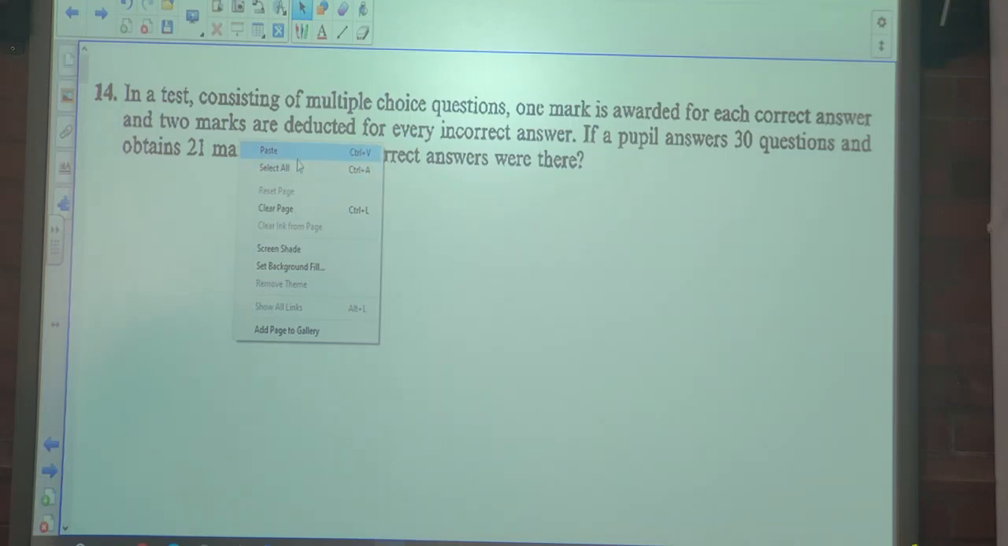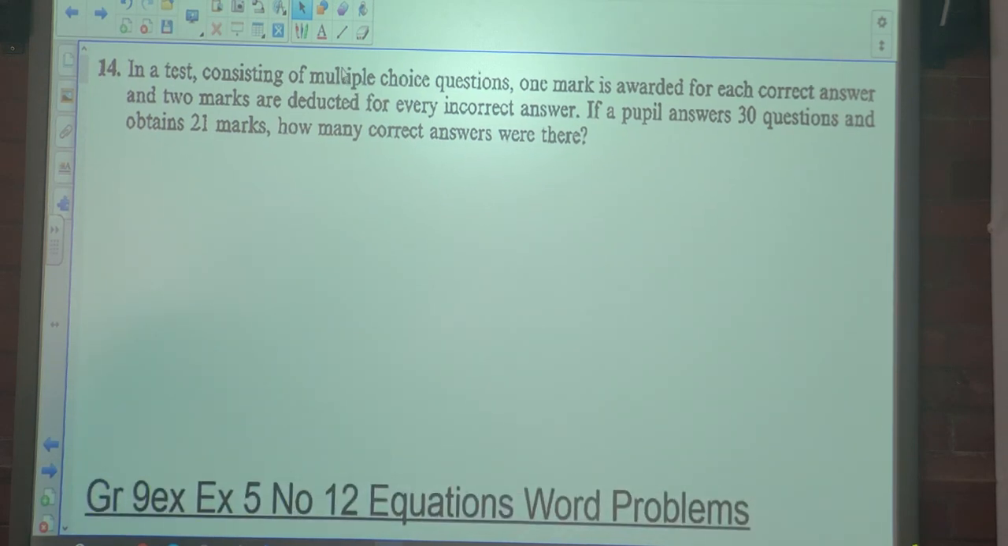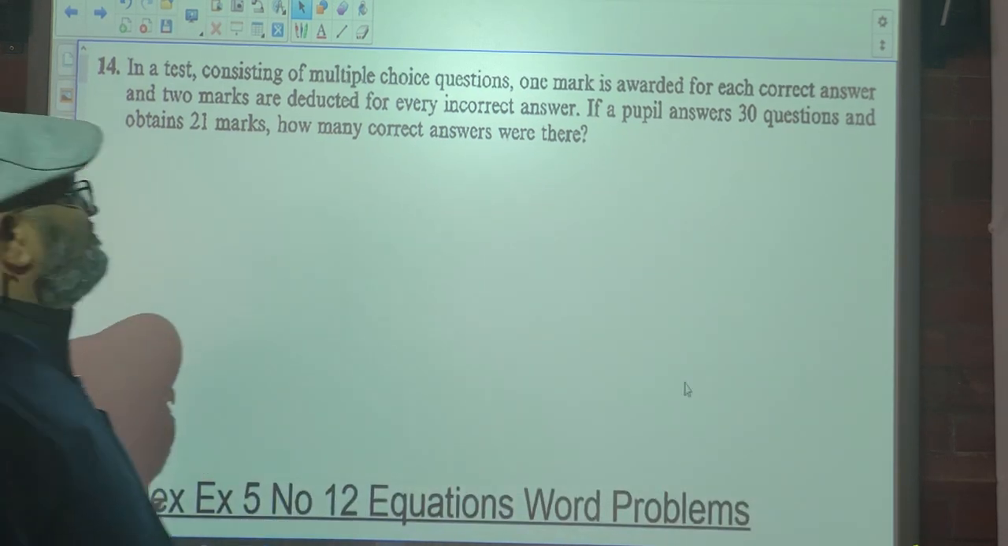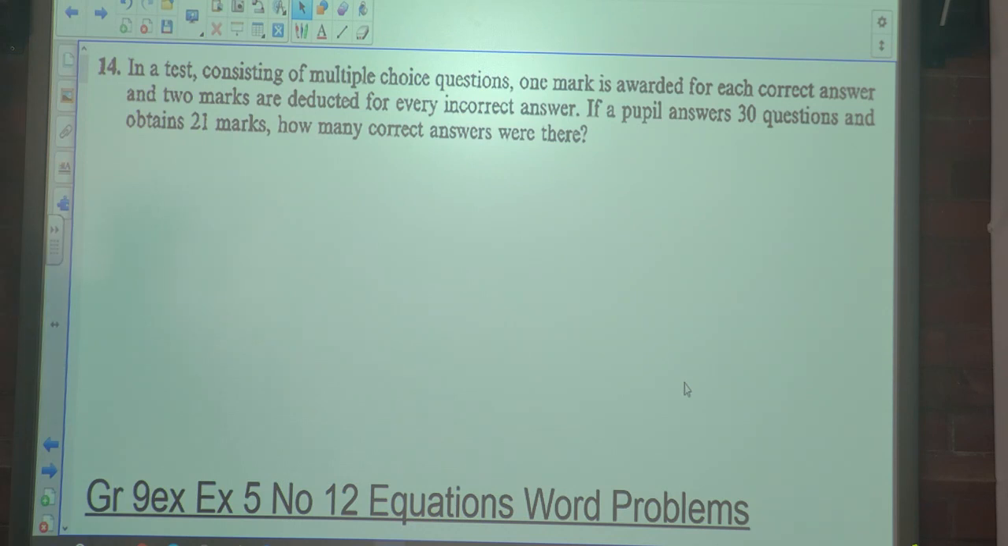People, the last one, number 14. In a test consisting of multiple choice questions, 1 mark is awarded for each correct answer and 2 marks are deducted for every incorrect answer. Imagine, we would, at the end of the test, owe the examiner marks. If a pupil answers 30 questions and obtains 21 marks, how many correct answers did he get?